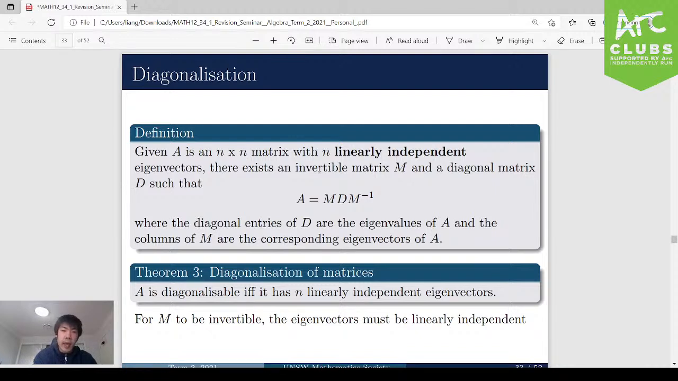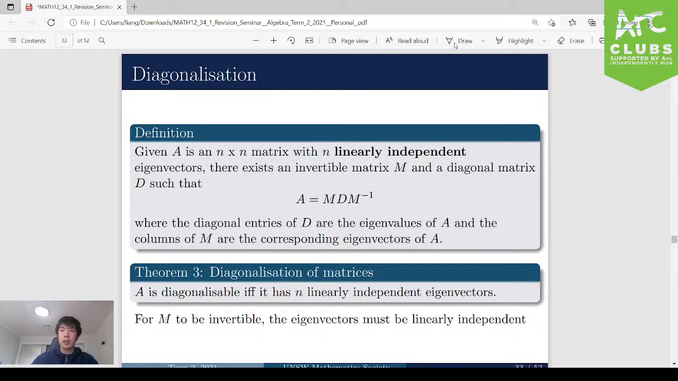So it says that if A is an n by n matrix with n linearly independent eigenvectors, there exists an invertible matrix M and a diagonal matrix D such that A equals M D M inverse, okay? Where D is just a matrix with diagonal entries equal to the eigenvalues of A, and the columns of M are the corresponding eigenvectors of A.